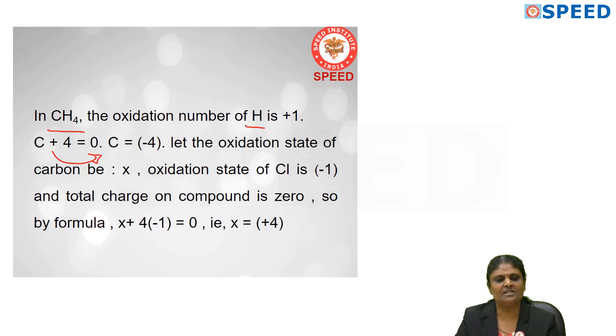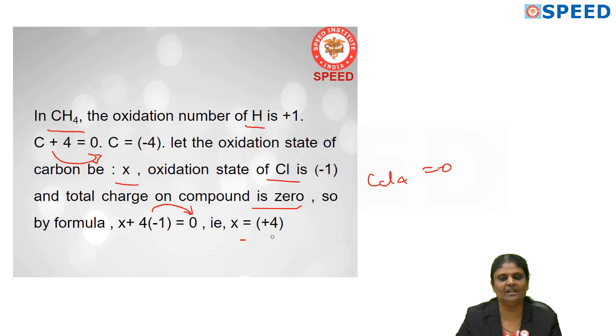Let the oxidation state of carbon be X. The oxidation state of chlorine is -1. So the total charge on the compound is 0. Okay, CCl4 is equal to 0. So the formula: X plus 4 into -1 is equal to 0. 4 into -1 is -4. That -4 transposes from left hand side to right hand side. We get the answer X is equal to +4.